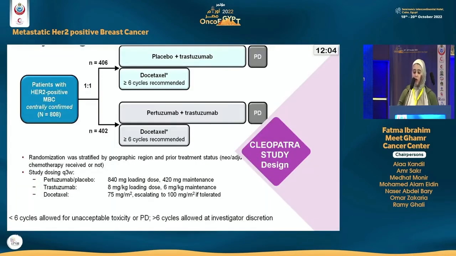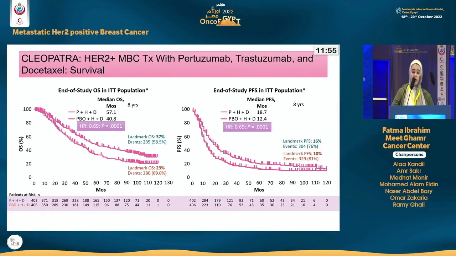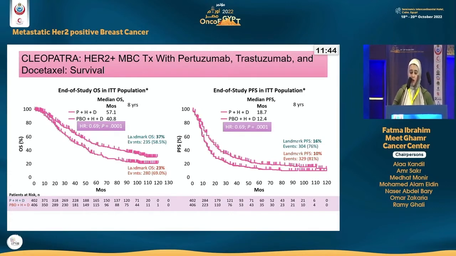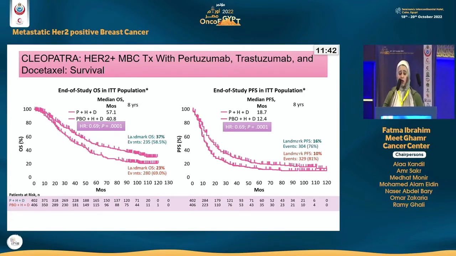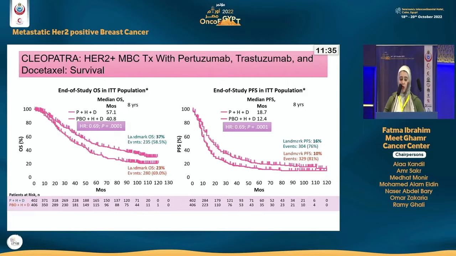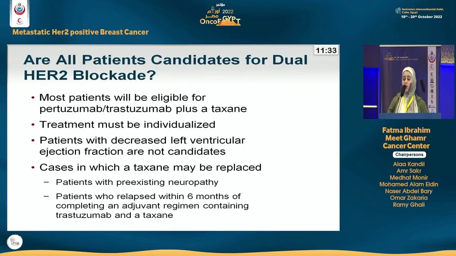Regarding CLEOPATRA study design, it studied two comparable arms, pertuzumab, trastuzumab plus docetaxel or placebo plus trastuzumab docetaxel. We can see here significant improvement in median progression-free survival, about 18 months in the arm that received pertuzumab, and also a significant difference regarding median overall survival. And this difference was statistically significant with hazard ratio 0.6, which means at least 40% lower risk of disease progression. Are all patients candidates for dual HER blockade?